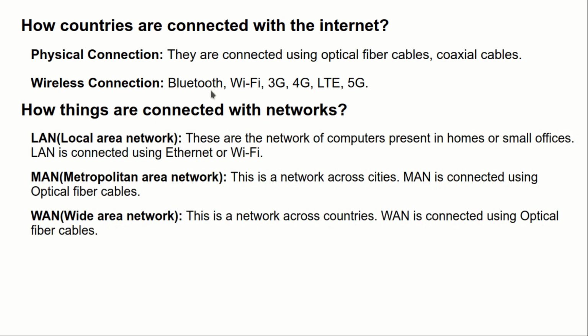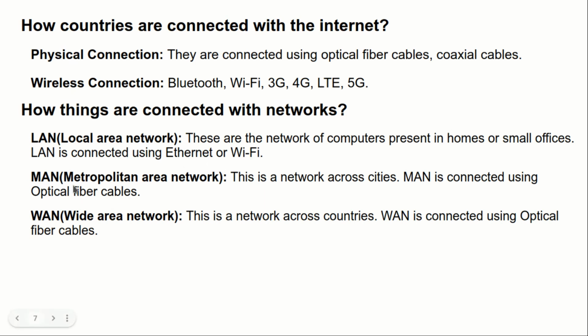Basically there are three ways in which a network will be connected. The first one is LAN, then MAN, and at the end WAN. LAN is a local area network, MAN is a metropolitan area network, and WAN is a wide area network. LAN is a network of computers present in homes or small offices. Let's say you have 10 or 20 computers present in a particular area. This network will be called a LAN, local area network. A LAN is connected either with Ethernet cable or Wi-Fi.